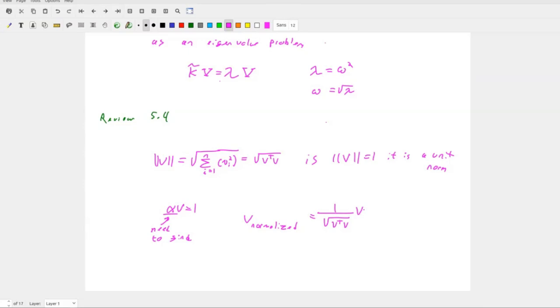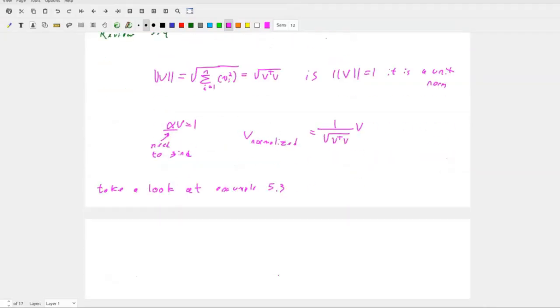All right. Example 5.3, we'll go over normalizing vectors. I know that's something that you've all done, but it's good to take a look at example 5.3 if needed. But the idea of a unit norm vector is pretty simple. Everyone heard of a unit norm vector? Done it once? Okay, yeah.